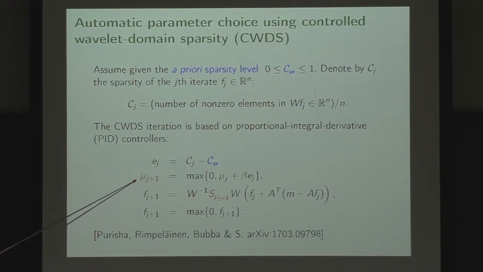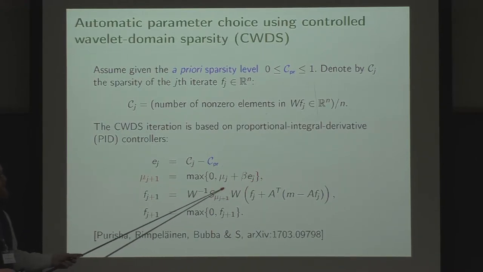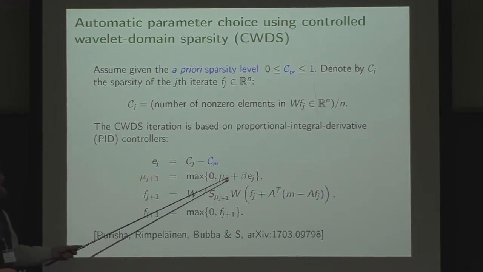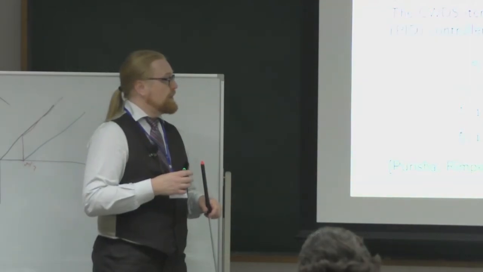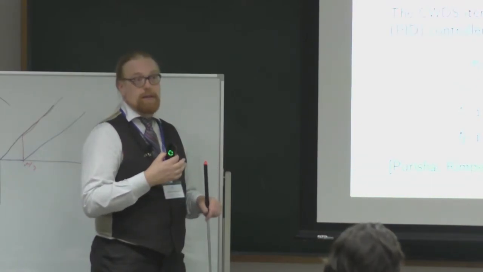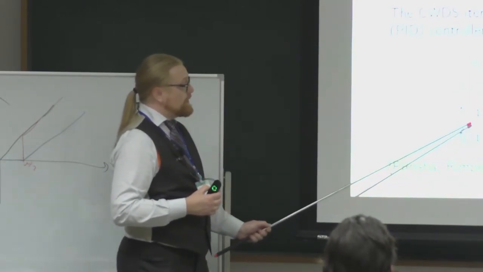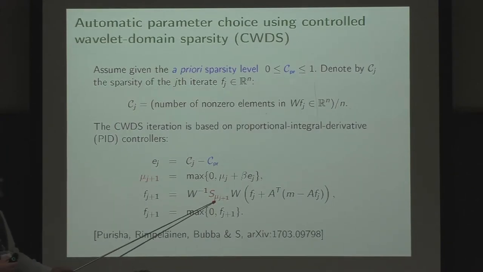Then we choose the new threshold depending on the iteration by taking it to be non-negative, so the maximum between zero and this expression. The beta has to be still chosen, but that's quite easy to choose. If beta is too big, then the method will start to oscillate badly. Then we can reduce beta even on the run. So it's not a big problem choosing the beta step. And then we put this threshold into the soft thresholding operator, and also we implement the non-negativity constraint in the reconstruction.